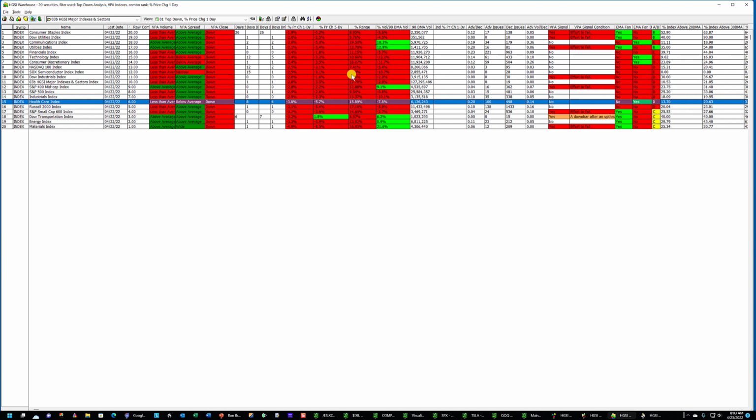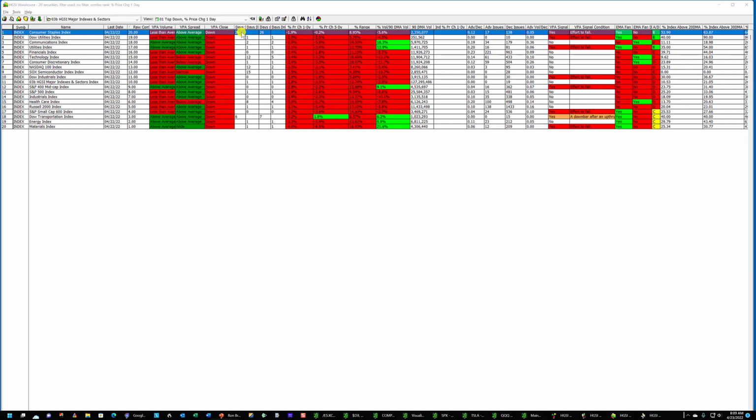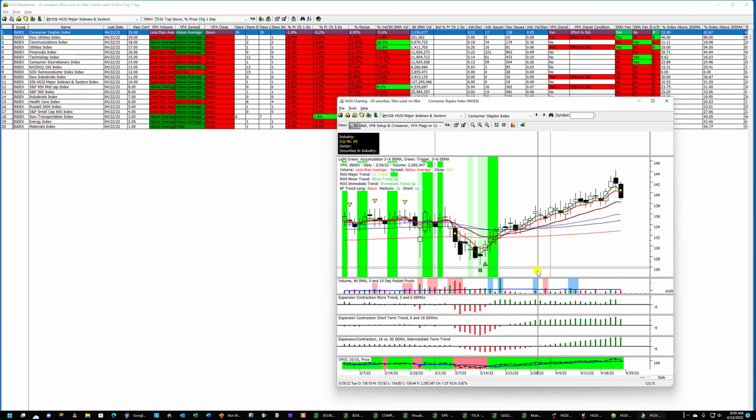Less than average, they're going to be red over here. Now these columns tell me how strong the indexes are or when they crossed over. Consumer staples, 27 days ago, the 3 crossed the 6. Same thing for the volume point of control. Let's bring up that chart.